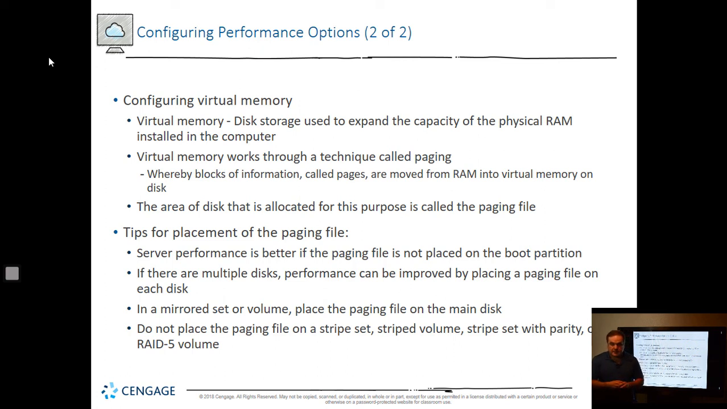Virtual memory, disk storage used to expand the capacity of RAM. So whenever you start up a computer, you never have enough RAM. By default, Microsoft uses a portion of the hard drive to expand that physical RAM. It's called the paging file, so you're going to see it called pagefile.sys. It's a hidden file by default in the root of the C drive, but you can also move it or make additional copies of the page file on other hard drives if you want.